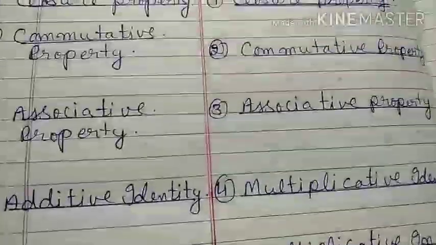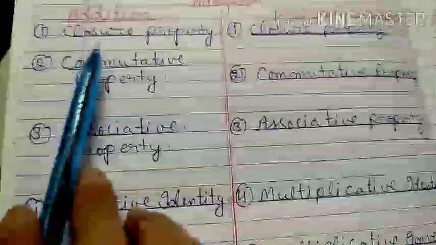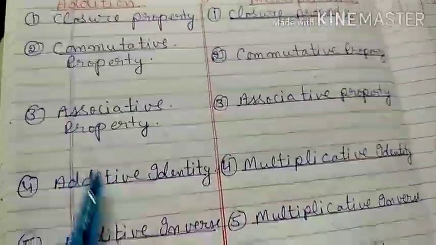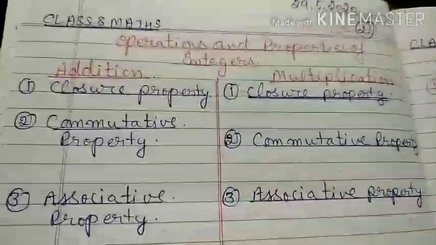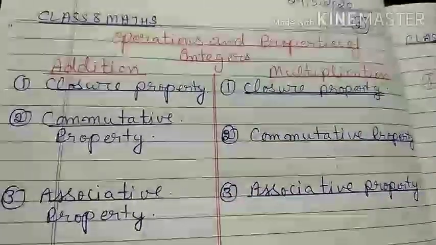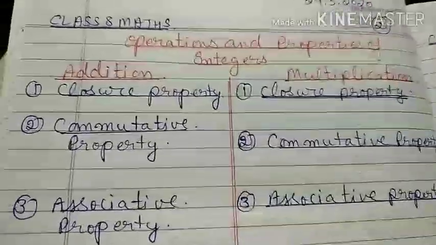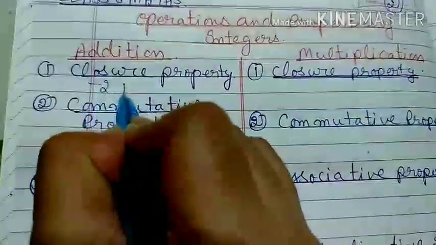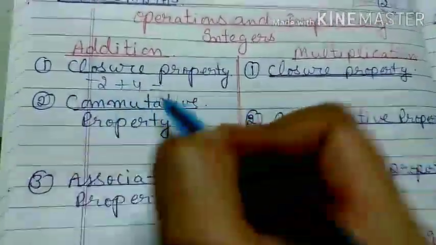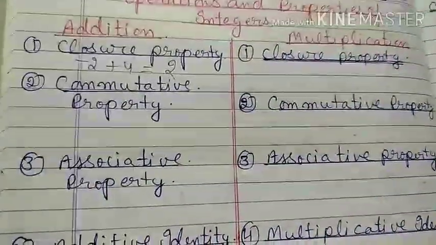In addition, we have properties named closure property, commutative property, associative property, additive identity, and additive inverse. So first, what is closure property? Closure property is that when you add two integers, your answer should be in the same form, in integer form. For example, if I add one negative integer and one positive integer, my answer will be an integer. That we call the closure property.